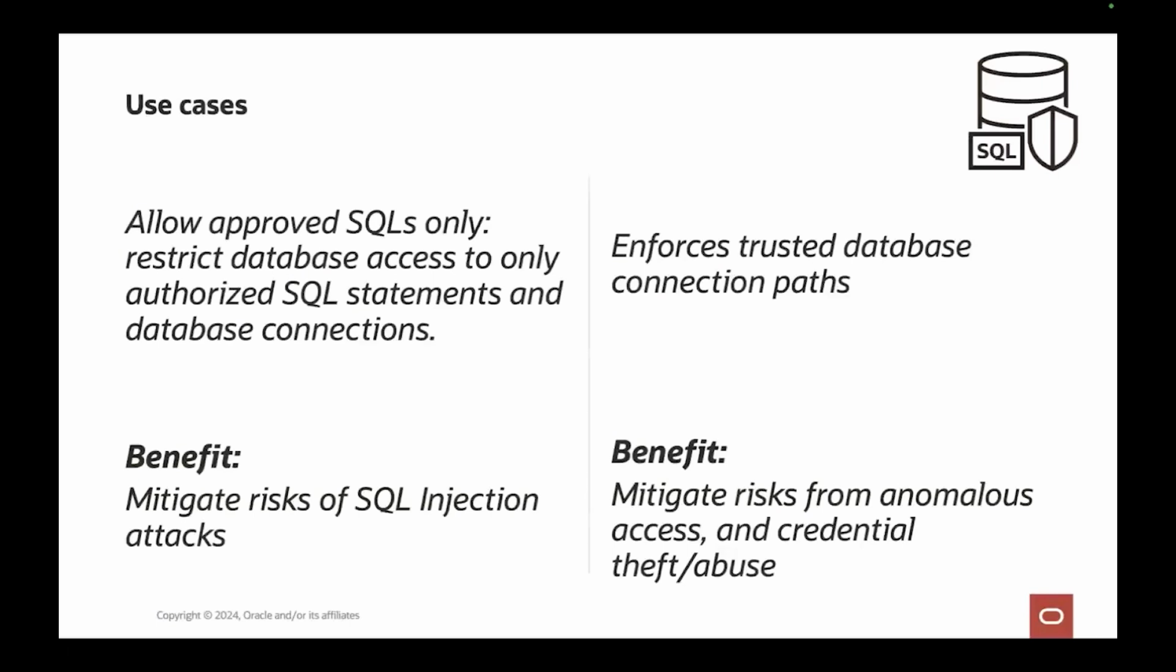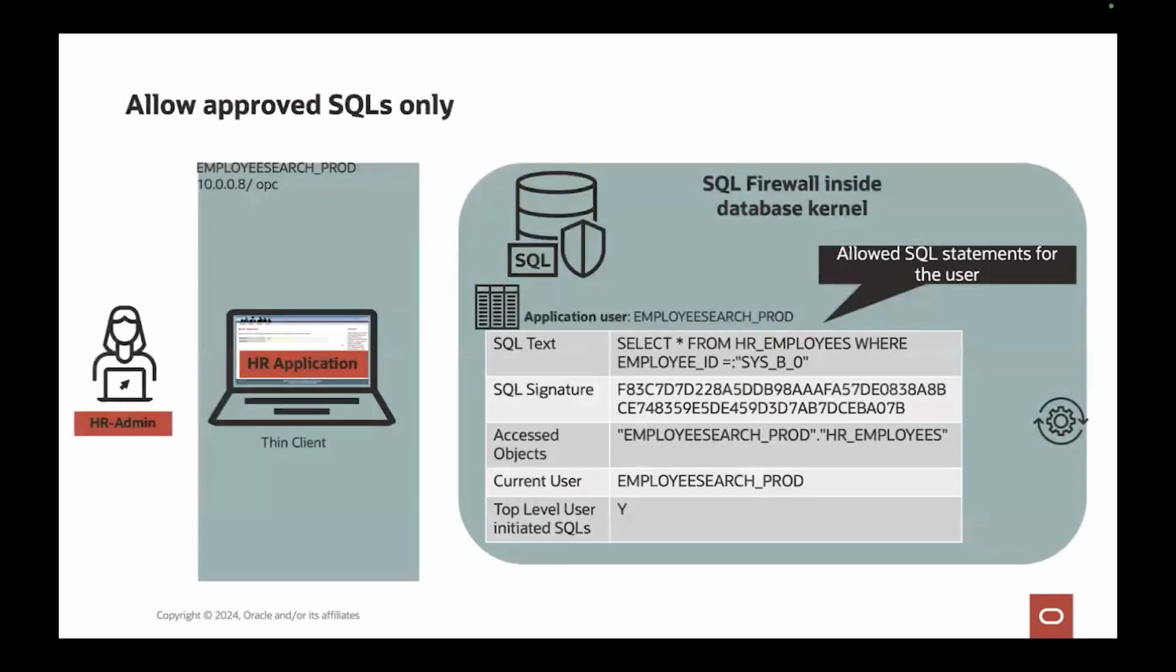Now let's go into the use cases, right? Two prominent use cases. One helps mitigate the risk of SQL injection, allowing the approved SQL, what is allowed and what is learned by the system. It will allow only that. The rest, it will give you as a violation, or you have a way to optionally block it. The second is you can enforce trusted database connection path. So any kind of anomalous access or any risk of stolen credentials coming from a non-trusted path, you can say, block it.